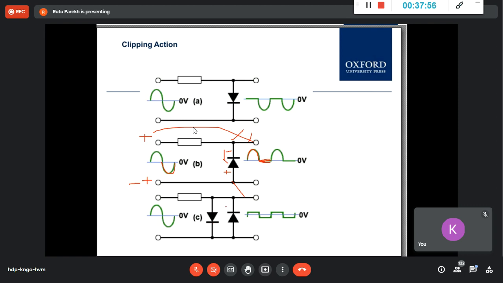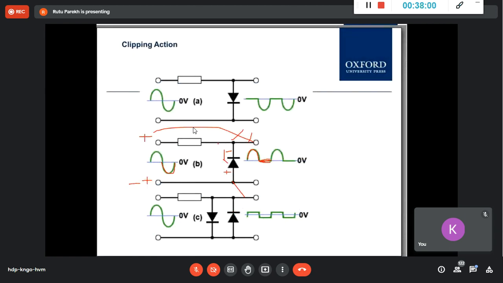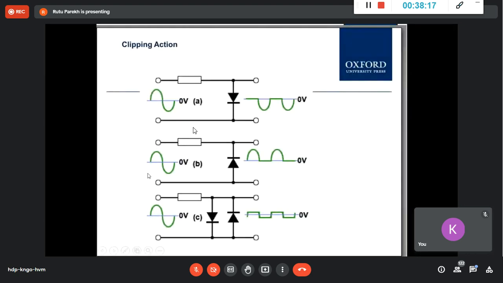Let me take this only, with 0.7 drop. This I'll come later on. Let us take this with 0.7 drop. You understand me? Ideal or two. Now let us take 0.7 drop.